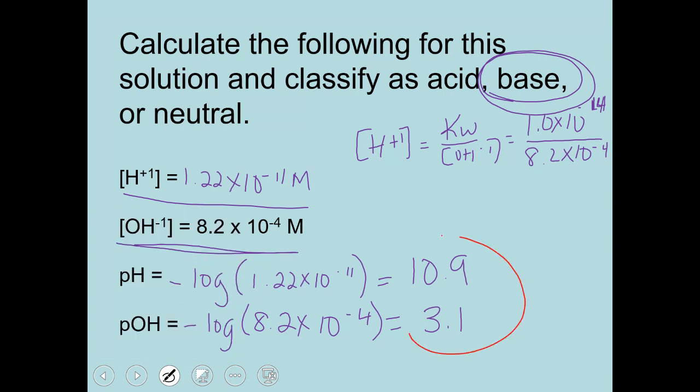Remember, once again, these two add to give you 14. Add them together, you get 14. And again, it verifies base because it's got a low pOH, which is a base, and it's got a high pH, which is a base. Notice here the difference. This is an even greater difference than that last problem, and that's why the pOH was even lower. This is more basic than the previous solution that we looked at.